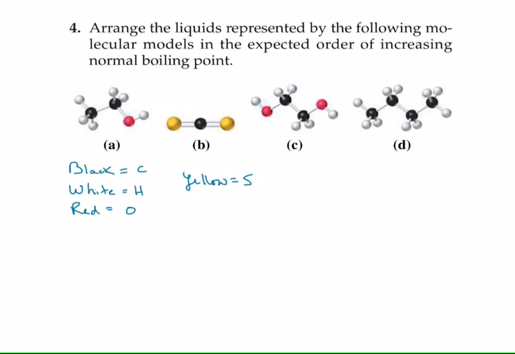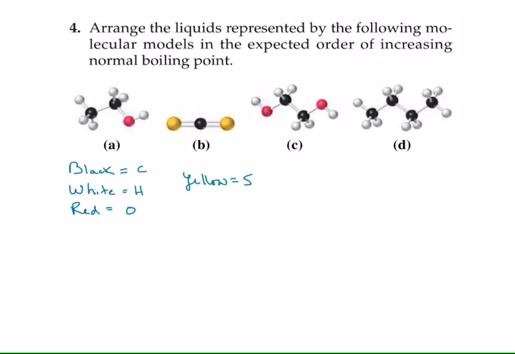So arrange these liquids represented in the expected order of increasing normal boiling points. So increasing boiling points, on the right you're going to have the strongest intermolecular bonds, the highest boiling point. So you don't have to draw Lewis structures, yay! But you need to be able to interpret this general structure. The blacks are carbons, the reds are oxygens, the whites are your hydrogens, and we have here some yellow, which is sulfur.